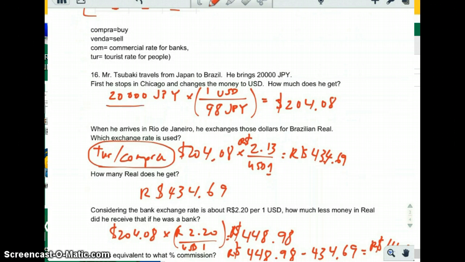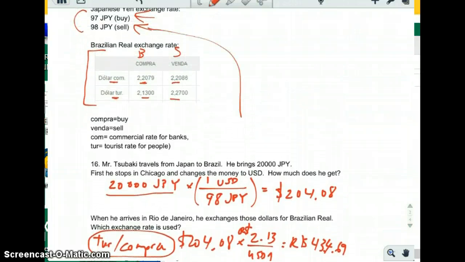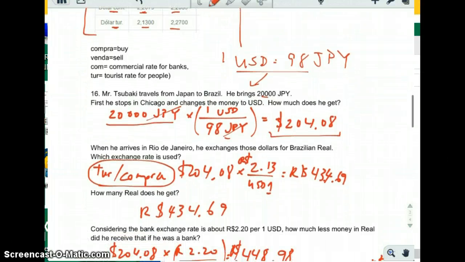So you start out by writing down what you know: 20,000 Japan yen. And then you're going to multiply it by an expression relating Japan yen to US dollars, which we know from up here, it's that one, okay? 1 US dollar is equal to 98 Japanese yen in the case that you are selling Japanese yen. In this case, we started with 20,000 Japanese yen. We're going to sell it to get dollars, so it's a sell. So we're going to use that rate. And we put Japan yen on the bottom because we have Japan yen on the top here, and we're going to cancel that out. Then we multiply that out with our calculator, and we get $204.08. That's what he gets in Chicago in dollars.